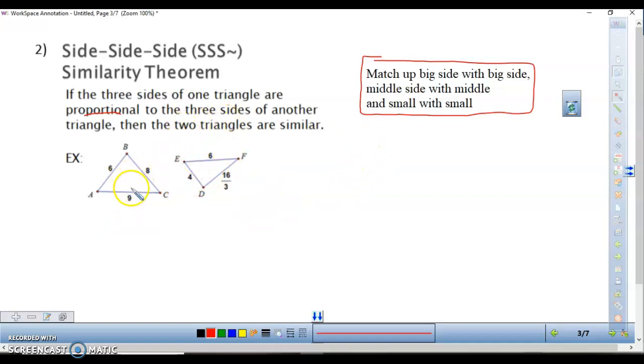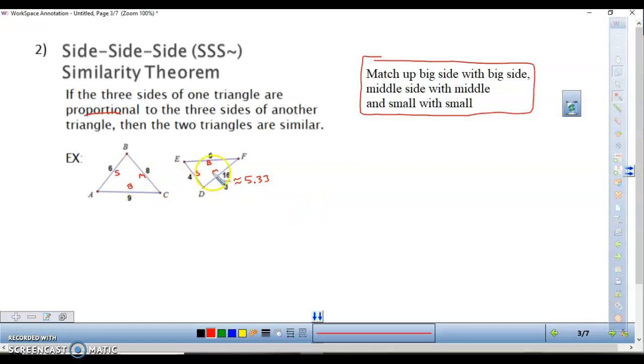In this triangle, the biggest side is 9. We'll put a little B there for biggest side. Now, by the way, this is about 5.33. Over here, the biggest side is 6. Right over here, the middle side would be 8. And over here, the middle side would be 16/3. And then in this first triangle, the smallest side is 6. And in this triangle, the smallest side is 4.